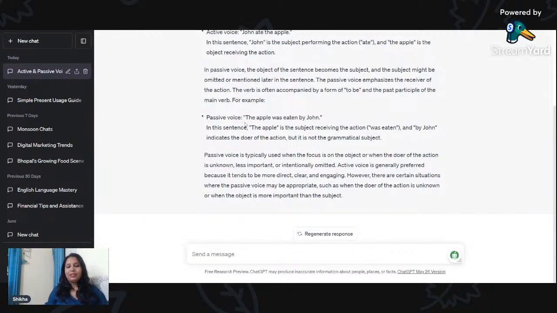So here you can see the emphasis is on the object. In this sentence, the apple is the subject receiving the action, was eaten, this is the past participle, and by John indicates the doer of the action, but it is not the grammatical subject. Okay, now say for example, with these two examples which ChatGPT gave you, you did not understand what active passive voice is, or maybe you want more examples.